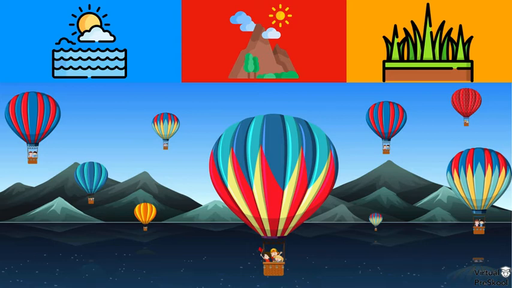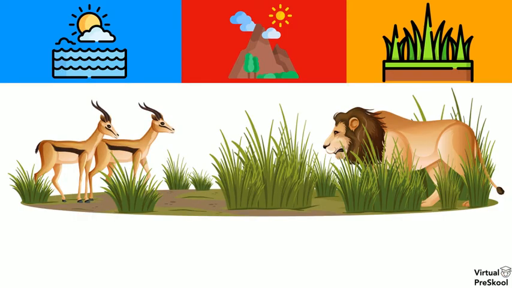In these hot air balloons, you can get good views of what? Two things here. You can get good views of the ocean, mountain, or grass. And there are two answers for this one. You can get good views of the ocean and the mountain. And how do we say ocean in Hindi? Mahasagar. And how do we say mountain in Hindi? Pahad. Very good.